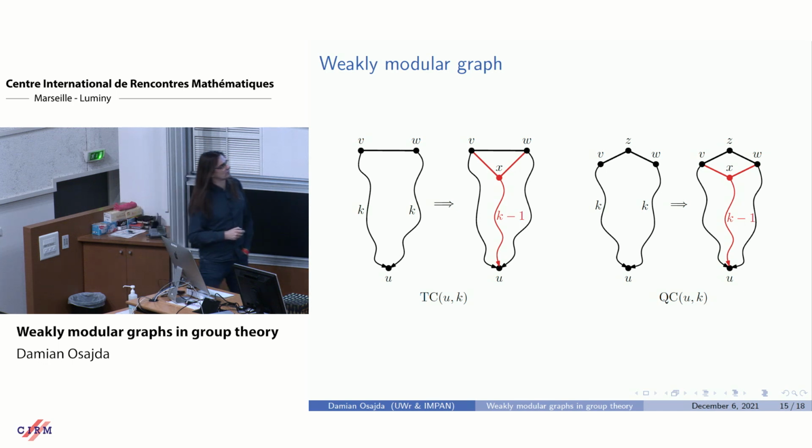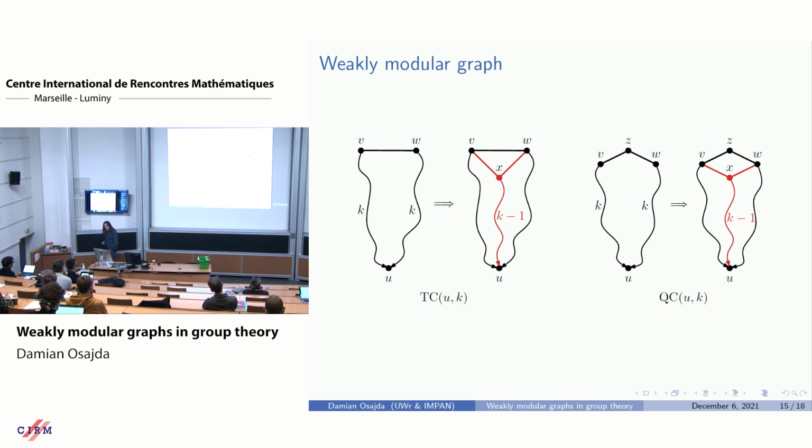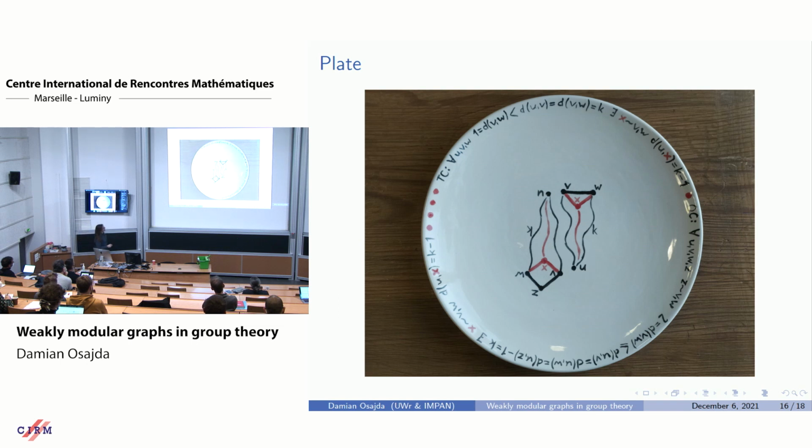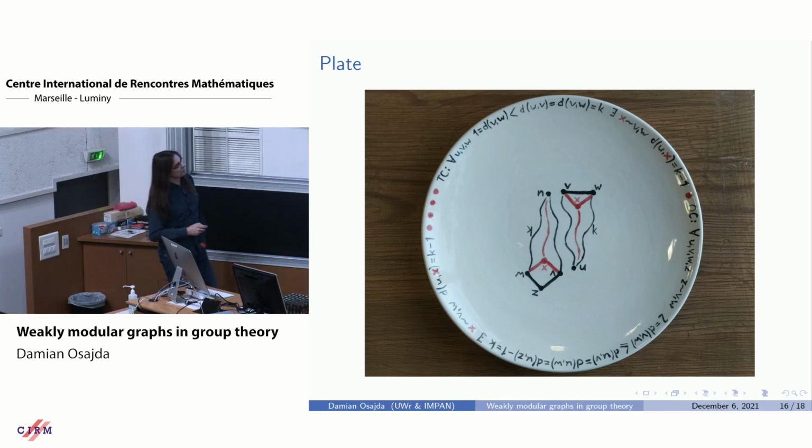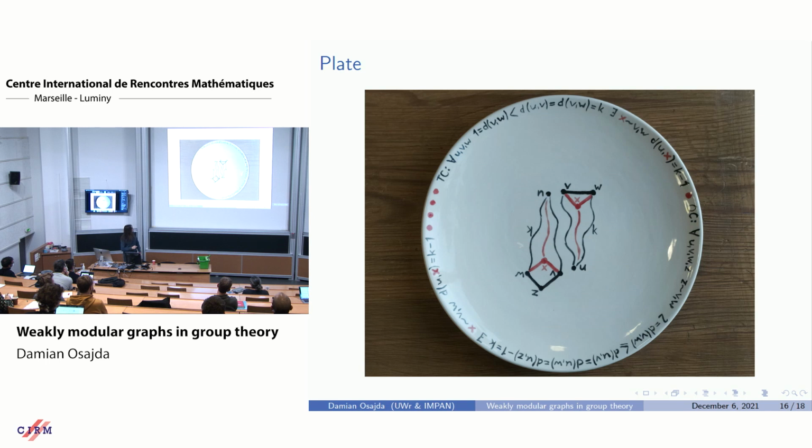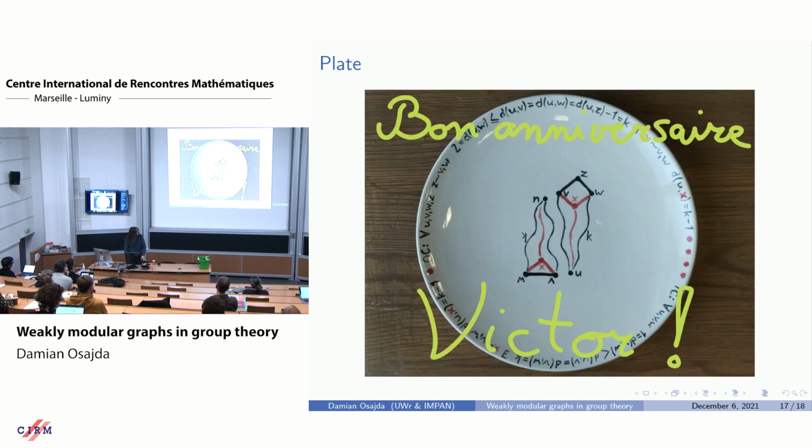If you want to remember these conditions, they are maybe not that easy to remember. You should make a plate, right? To stare at them all the time. Such a plate that you can see the condition, right? And if you want someone to remember these conditions, you should just make such a plate and give it to a person, right? So this is a plate, and there are persons who need to know what weakly modular graphs are, right?